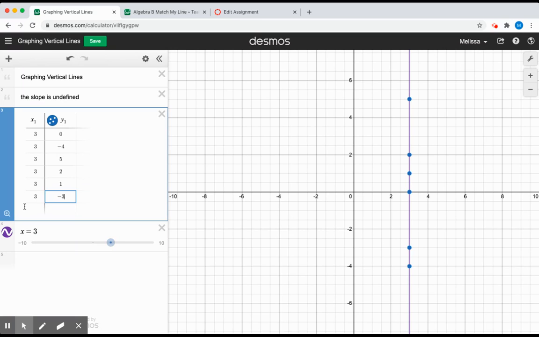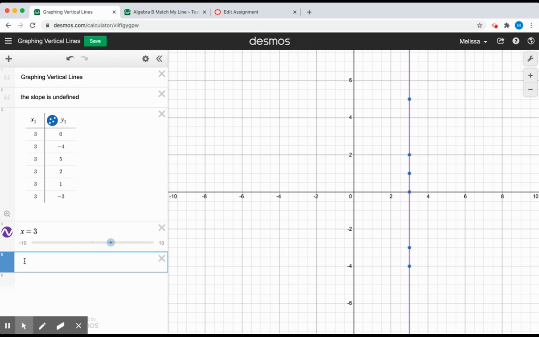Our line doesn't have a slope. In this instance, our line doesn't even have a y-intercept. It doesn't cross the y-axis. And so if you're wondering, well, why is this x? Remember, our general form for an equation is y equals mx plus b, where m is the slope and b is the y-intercept. But you'll notice that this equation doesn't have a slope and it doesn't have a y-intercept.